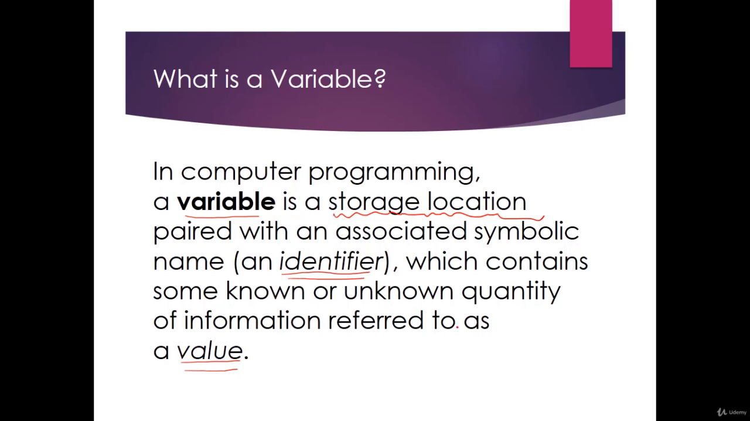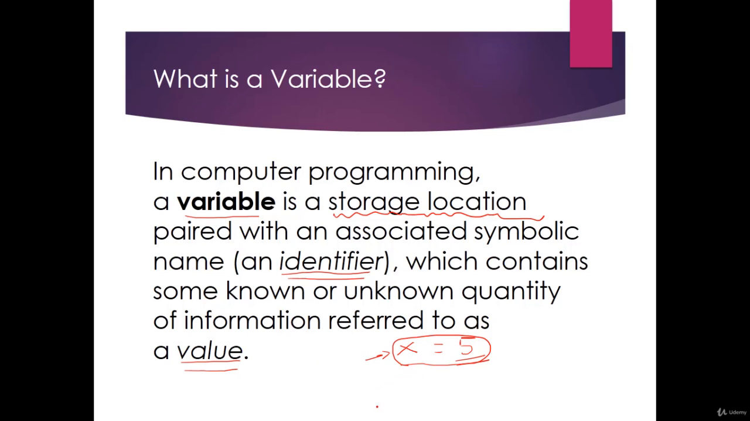So, for example, we could say that as in mathematics, we have a variable with the name, the identifier actually, is x. And this x has a value of 5. This means that whenever we call the variable x, the value will be 5. But the identifier could be anything. Actually, it is an associated symbolic name.